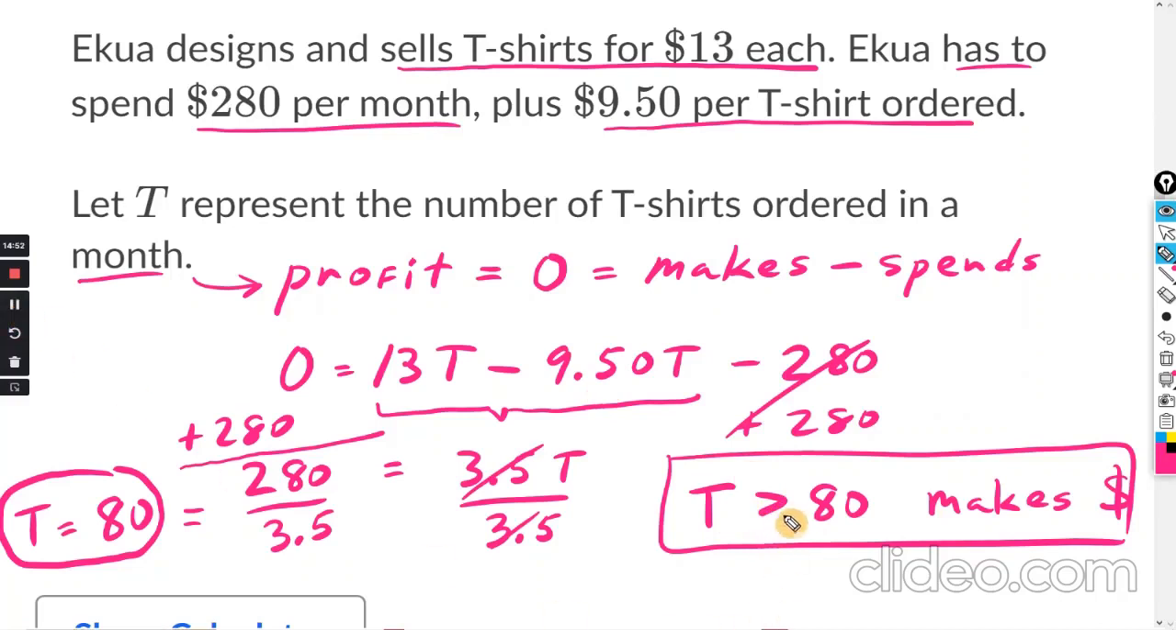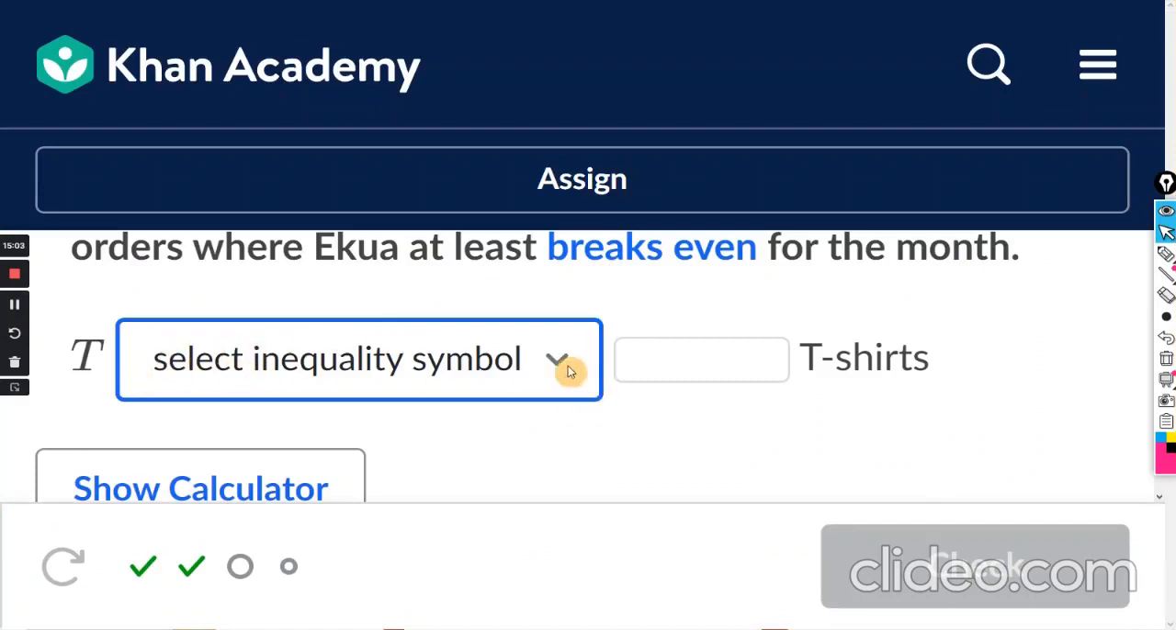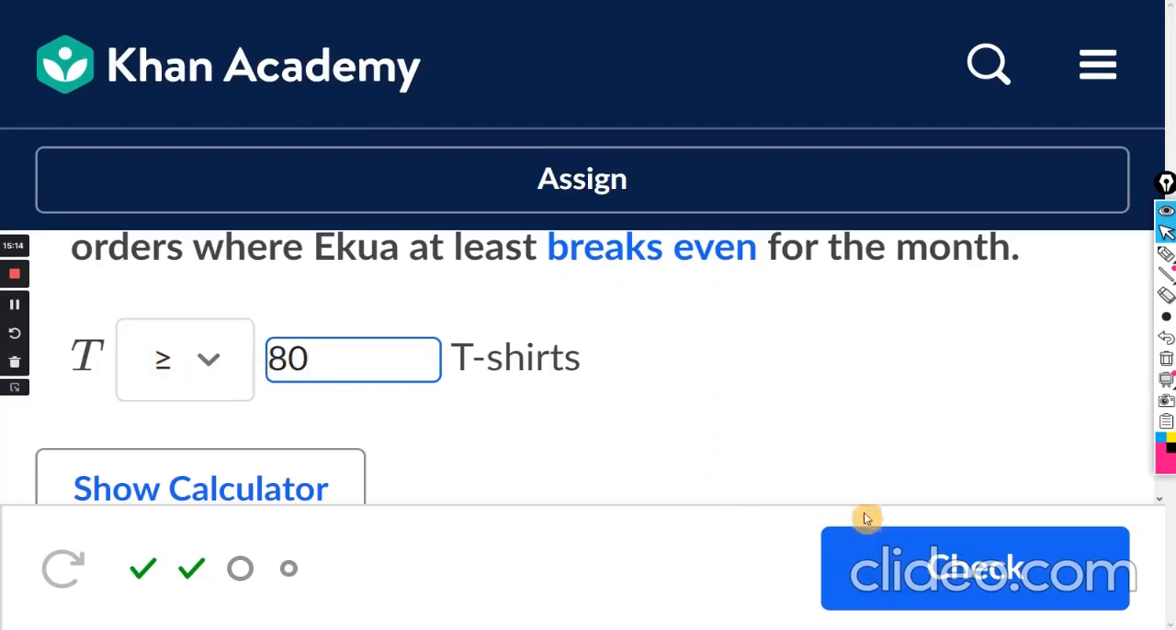Remember, the inequality always points to the less than side. So this is T is greater than 80. So for her to break even, T has to be greater than or equal to 80 t-shirts. Okay, so this is T is greater than or equal to.